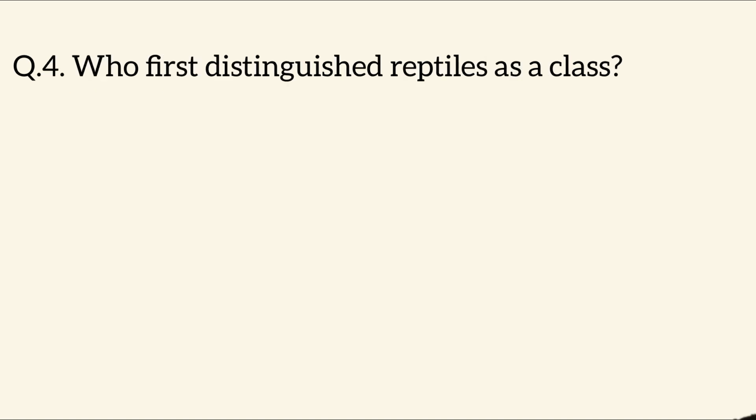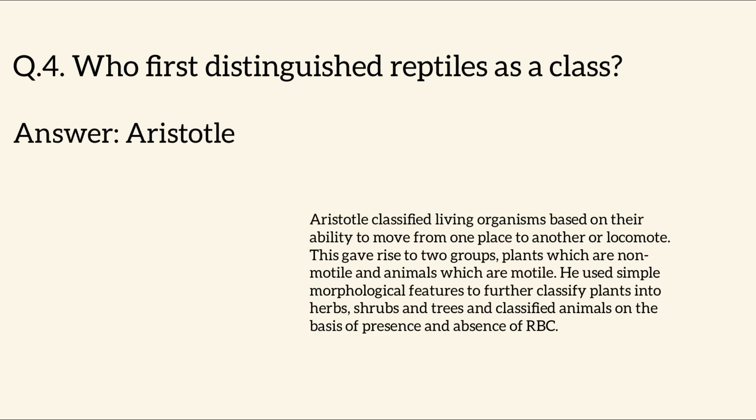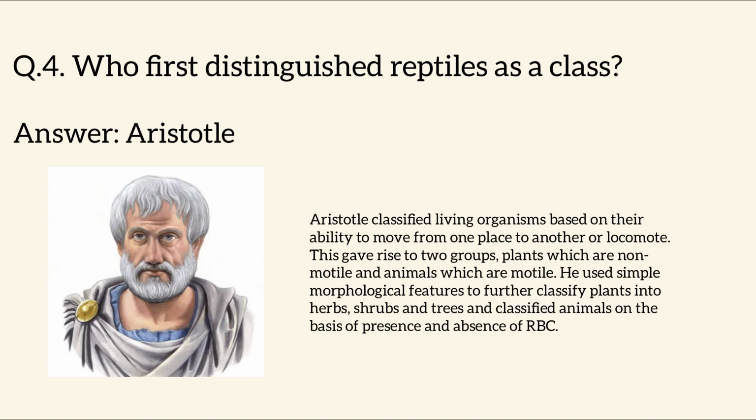Who first distinguished reptiles as a class? Answer: Aristotle. Aristotle classified living organisms based on their ability to move from one place to another, or locomote. This gave rise to two groups: plants, which are non-motile, and animals, which are motile. He used simple morphological features to further classify plants into herbs, shrubs and trees, and classified animals on the basis of presence and absence of RBC.